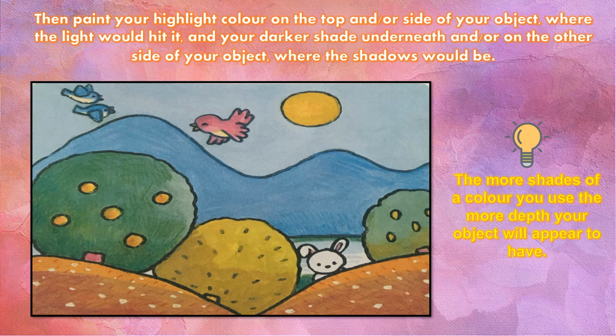Like the picture that you can see on your screen, paint your highlight color on the top and/or side of your object where the light would hit it, and your darker shades underneath and/or on the other side of your object where the shadows would be. Remember, the more shades of color you use, the more depth your object will appear to have.